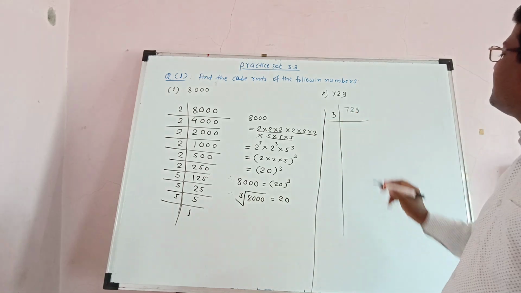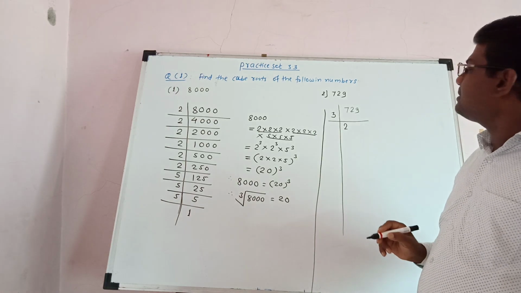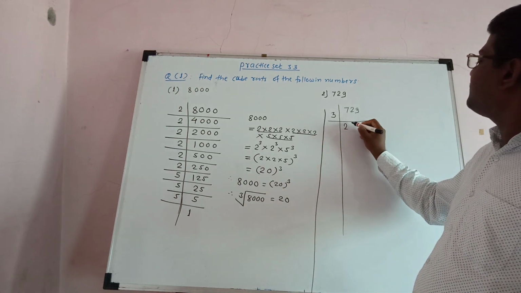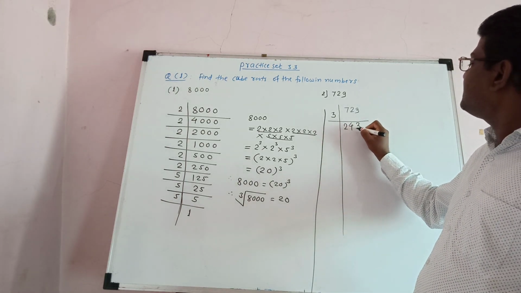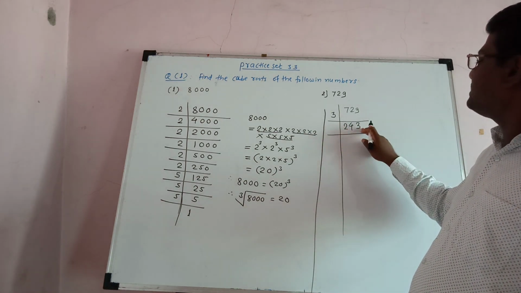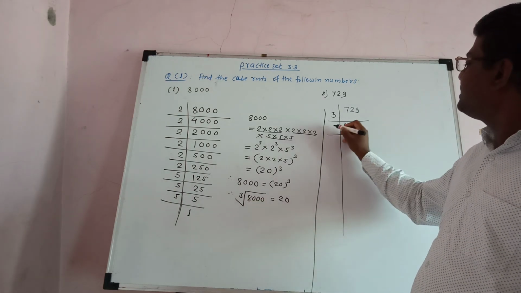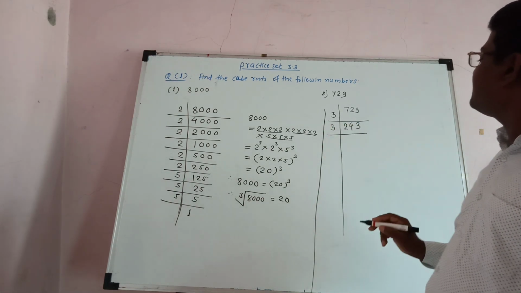Start from 3. 3 2s are 6. Remaining 1 and 2, 12. 3 4s are 12. 3 3s are 9. Then 4 plus 3 is 7, 7 plus 2 is 9. 9 is divisible by 3. Therefore it is divisible by 3.